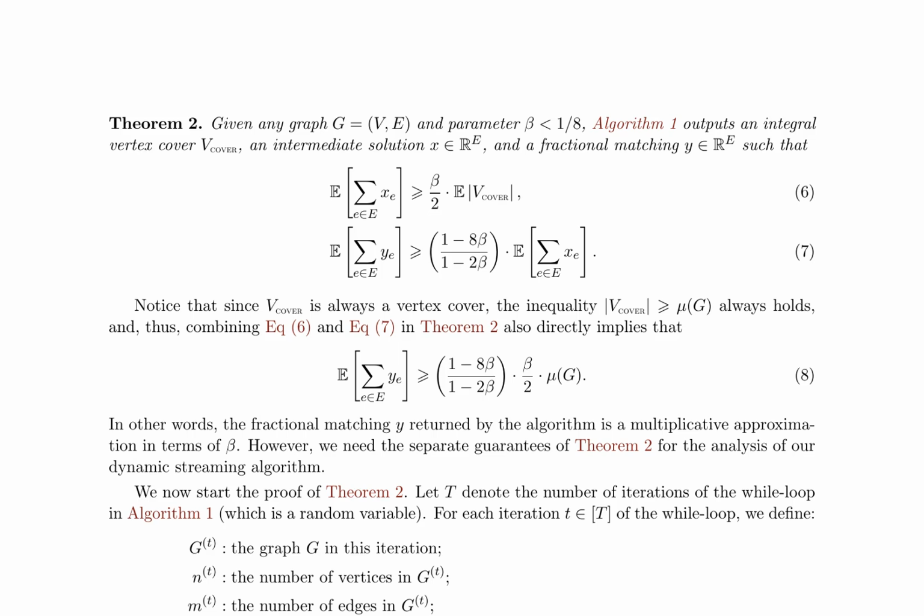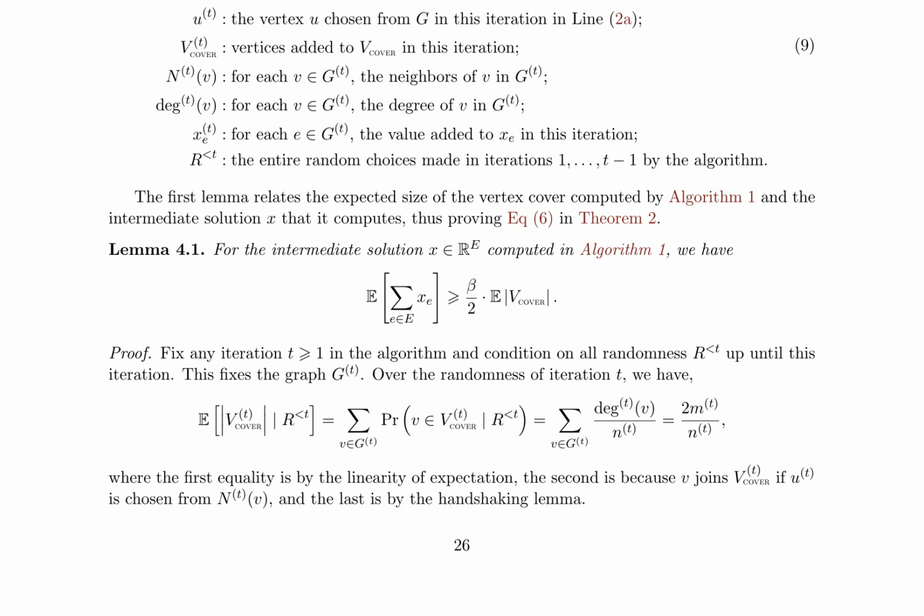The proof of Theorem 2 starts by defining several variables related to the iterations of the while loop in algorithm 1. For each iteration t of the while loop, the variables G_t, n_t, m_t, u_t, v_t, cover, N_t(v), deg_t(v), x_t(e), and r less than t are defined. The first lemma relates the expected size of the vertex cover computed by algorithm 1 and the intermediate solution x that it computes, thus proving Equation 6 in Theorem 2.